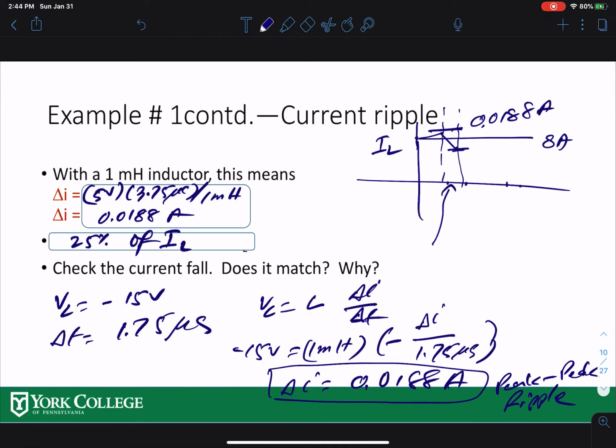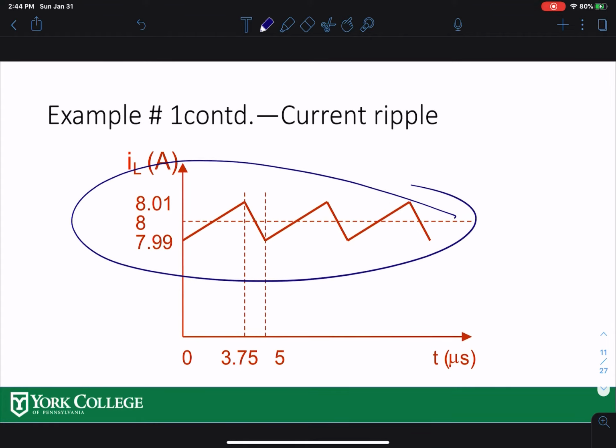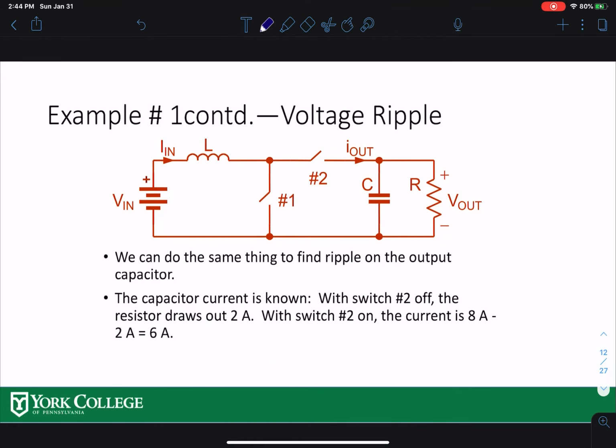All right. So that's how you see how much current ripple you have in the inductor current. And this is the same thing I said over here. So you can see what's happening in the inductor current: an average value of 8 amps, then a ripple of 0.0188.